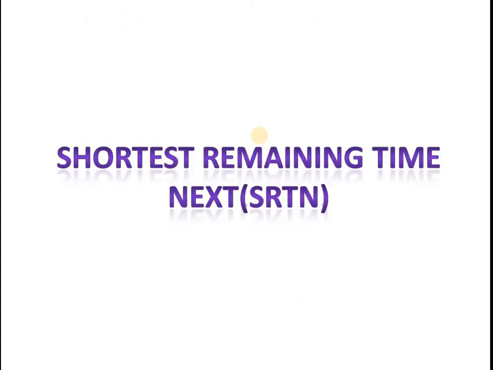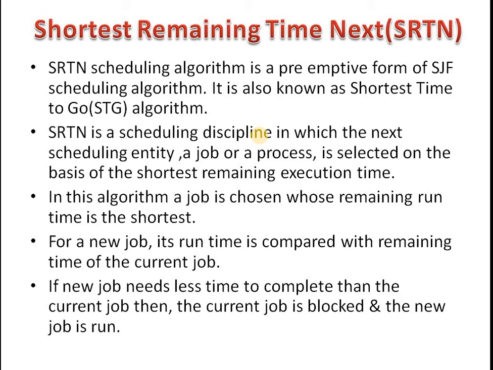Now, shortest remaining time next. It is the SRTN algorithm. It is also called preemptive SJF. The SRTN, meaning shortest remaining time next scheduling algorithm, is a preemptive form of the SJF scheduling algorithm. It is also known as the shortest time to go, STG, algorithm.